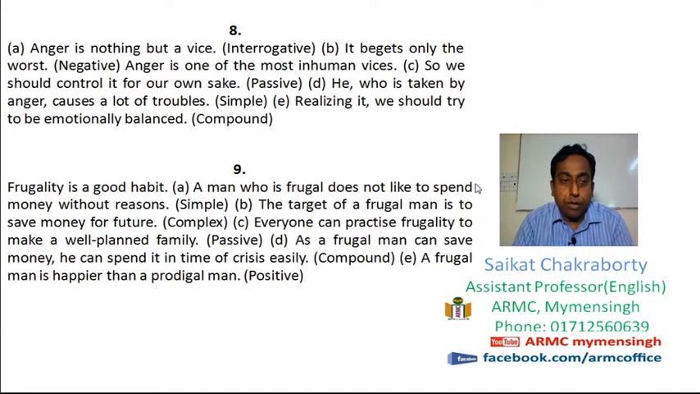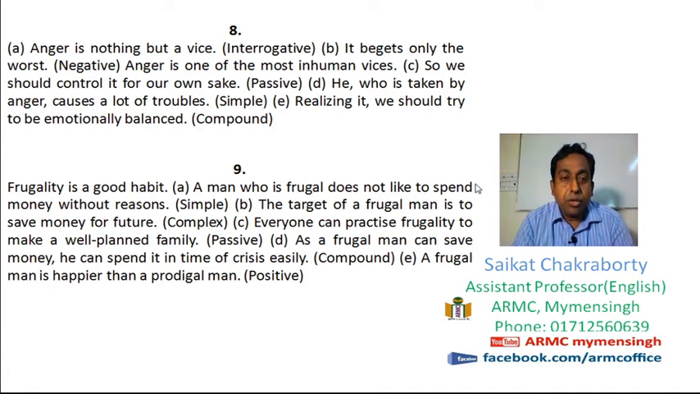Number 3. So we should control it for our own sake. Passive. To make it passive, we can say, it should be controlled by us for our own sake. He who is taken by anger causes a lot of troubles. Simple. To make it simple, the first part of the sentence will be changed. We can say, taken by anger, he causes a lot of troubles.